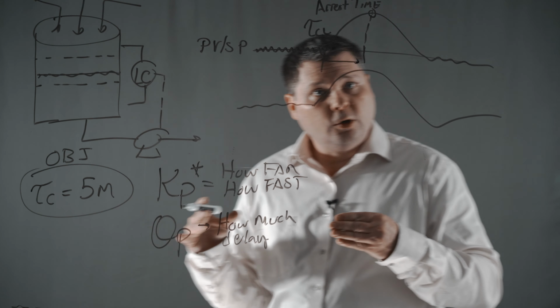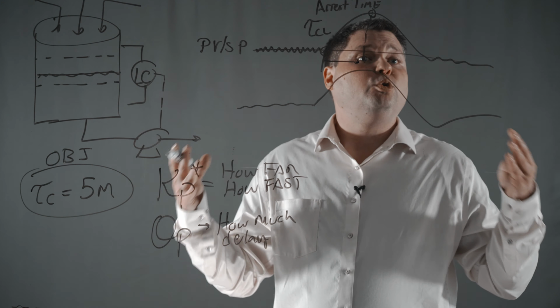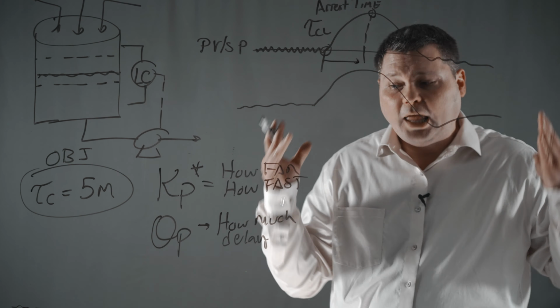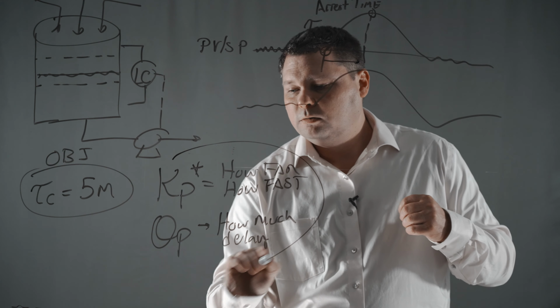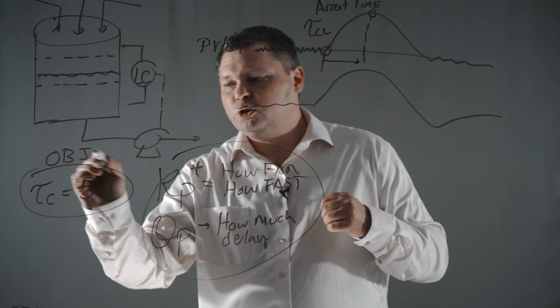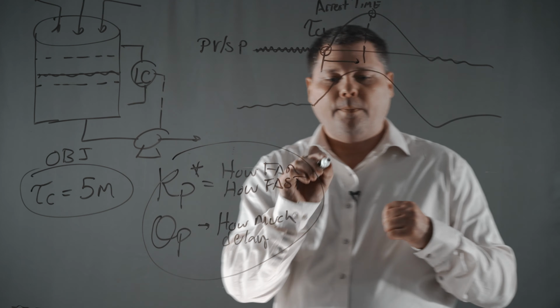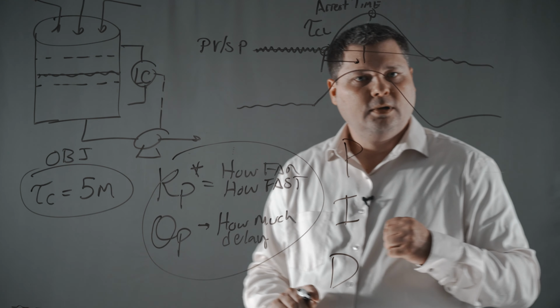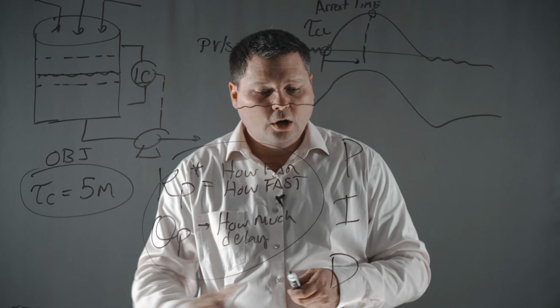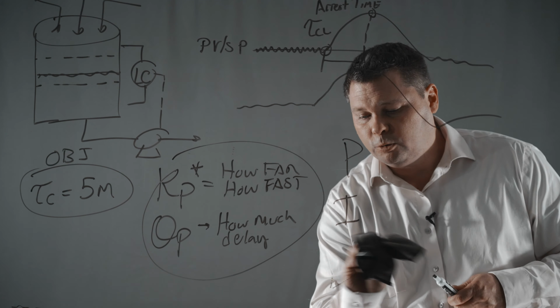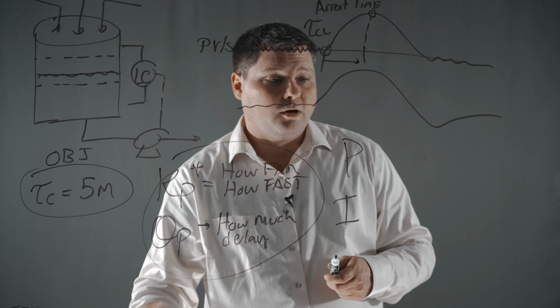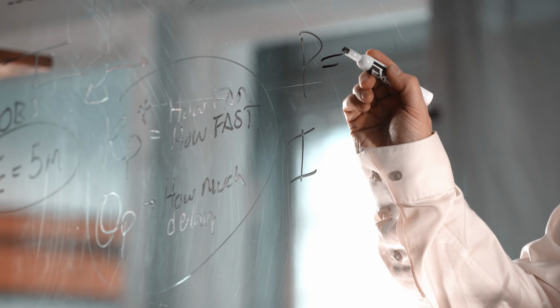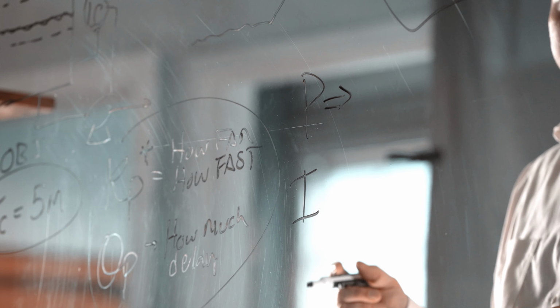Okay? So there are these things called PID tuning correlations. They relate this model and this closed loop time constant to the P and I and D settings. Now for most level controllers, we actually don't want any D. So we're going to get rid of the derivative. All right? So how do we calculate the proportional term for a level controller?